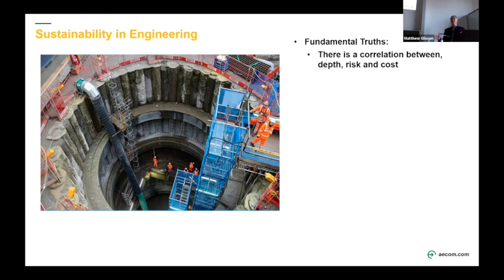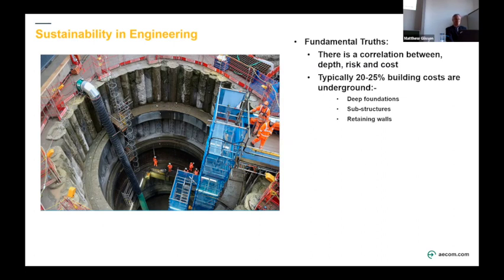There's definitely a correlation between depth of foundations, risk, cost. Typically, we know that between 20 and 25% of costs are all in the foundations. Deep foundations, substructures, basements, retaining walls, whatever you want to call them. So the embodied carbon within all those structures equates to the volume of concrete, as we saw in Ruben's Keller diagram. The sheer size of the impact we can make just by reducing volume of concrete and steel is huge. And that's where I'm thinking.